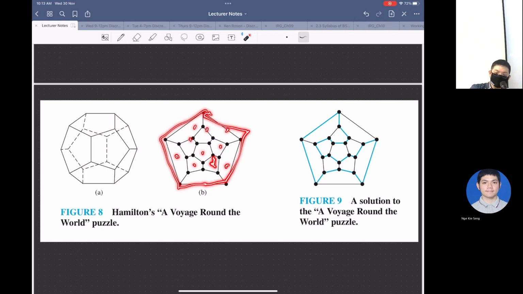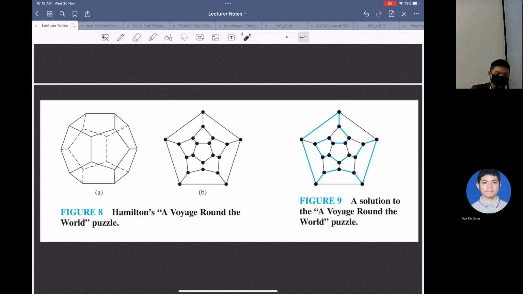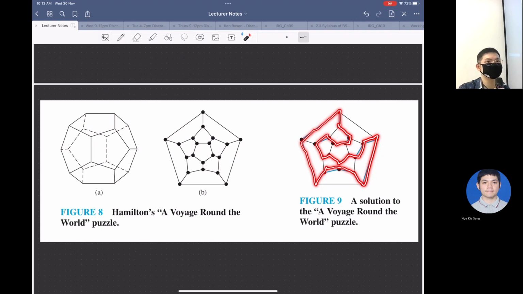Okay, so this is the dodecahedron, and then Hamilton managed to come up with the solution here. So it's in your book as well. Something like this in the blue. So you can pass through all the 20 points without revisiting a point again.